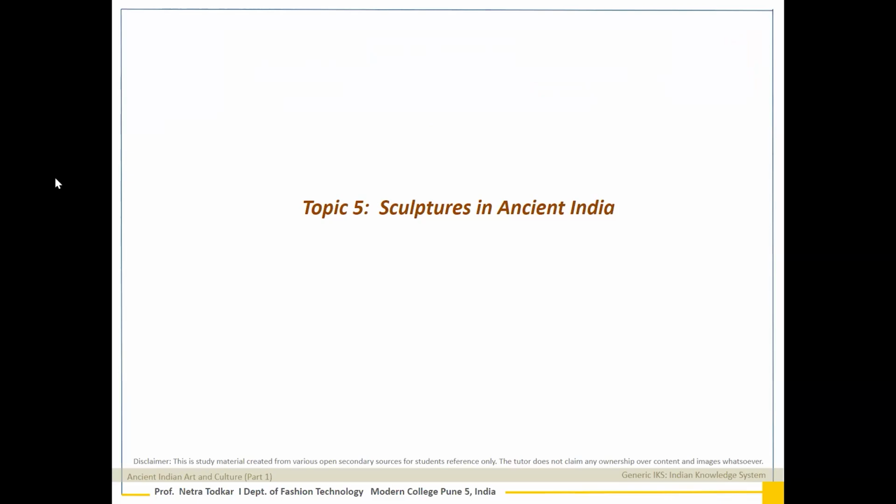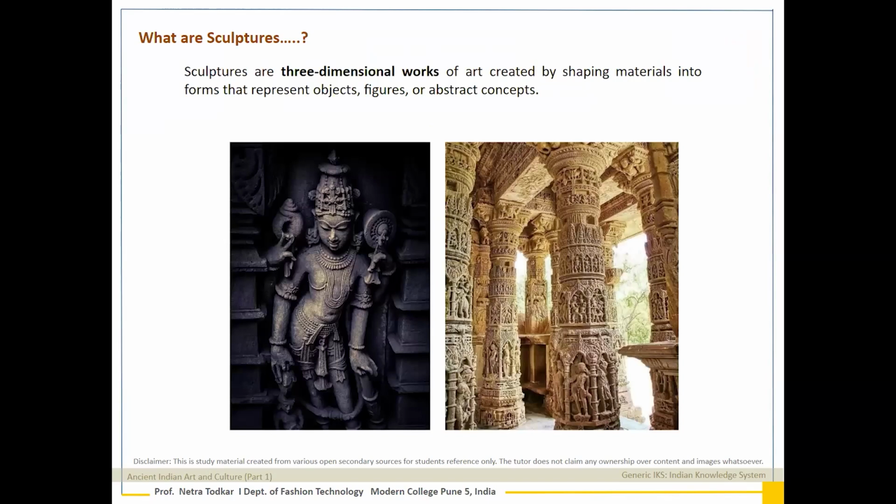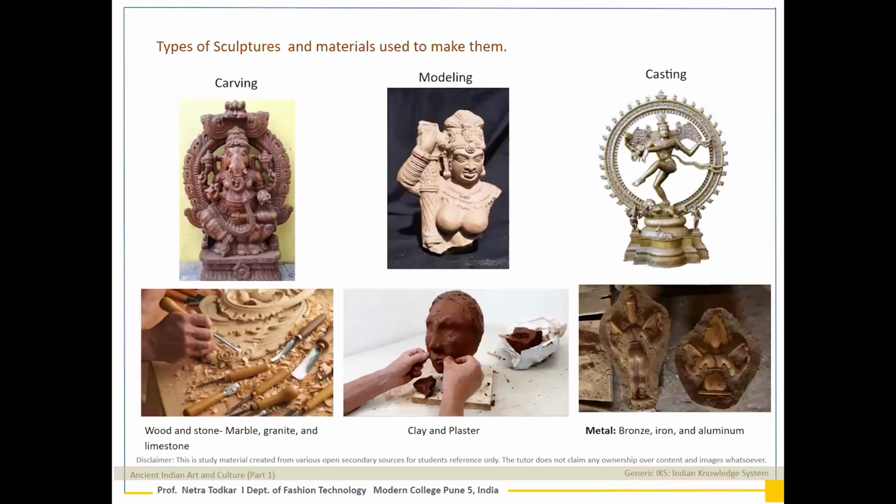Topic 5. Sculptures in Ancient India. Sculptures are three-dimensional works of art created by shaping materials into forms that represent objects, figures, or abstract concepts. Types of sculptures and materials used to make them.